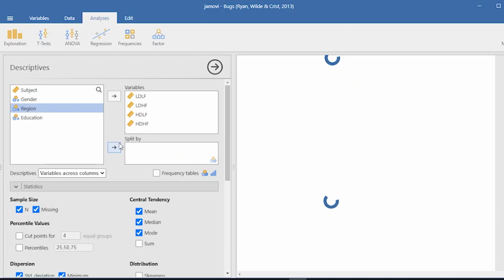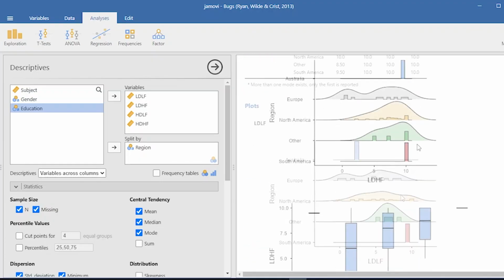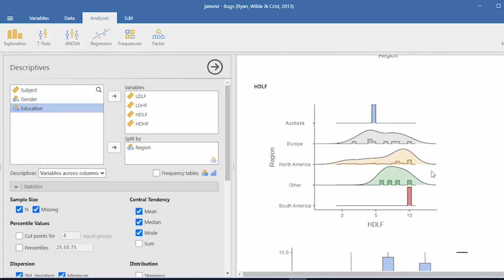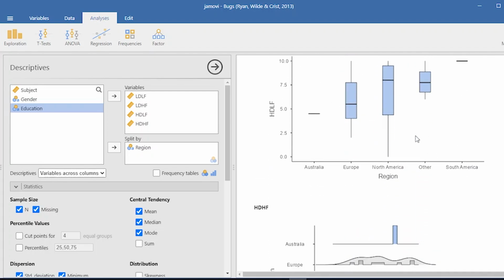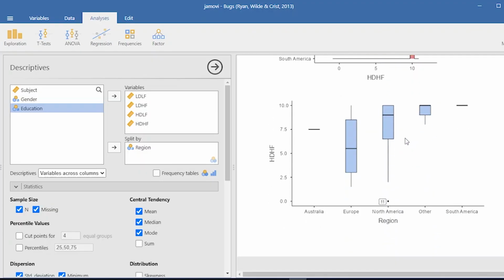Also, if you like to look by region, you could see from Australia we get only 1 subject, from Europe 9, and North America was 77, the dominant number of participants. Again, I'm not sure if the visualizations are quite enough or intuitive to make a conclusion. That's why we need some kind of a test to do that.